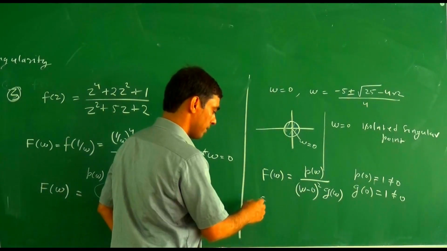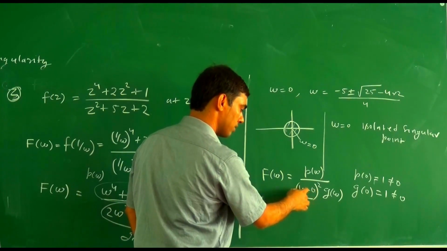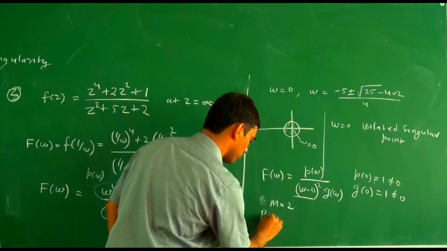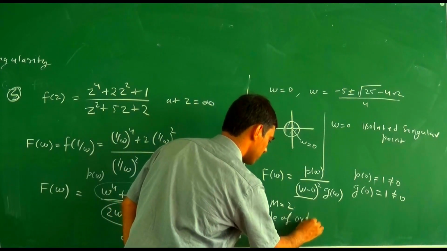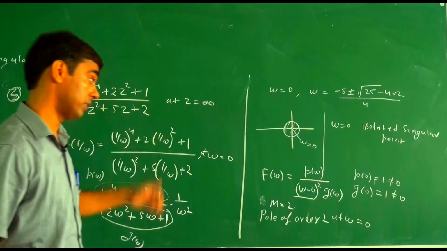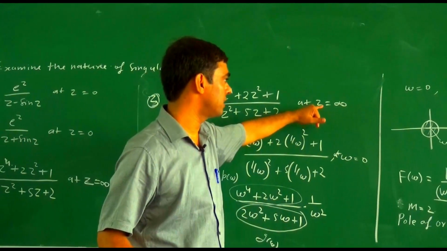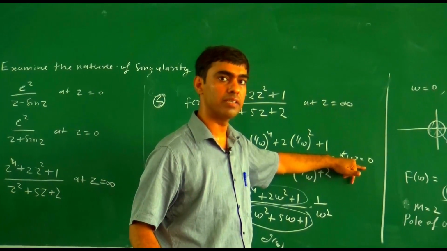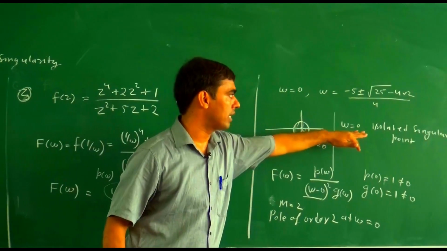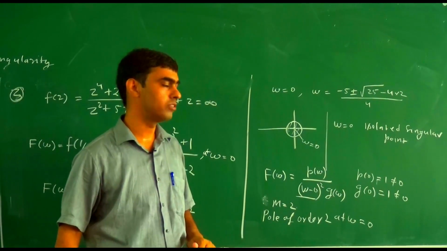So what is the singularity at w equal to 0? Here if we compare with (w minus 0) to the power m, what is the value of m? m is 2. So there exists a pole of order 2 at w equal 0. As previously discussed, the behavior at z equal infinity is equivalent to the behavior at w equal 0. So we conclude that w equal to 0 is an isolated singular point, and categorized under the isolated singular points, this one is a pole of order 2.